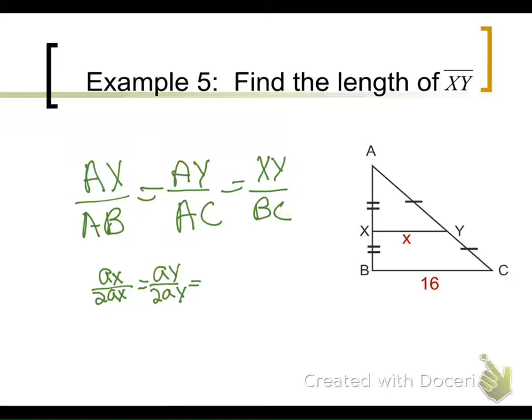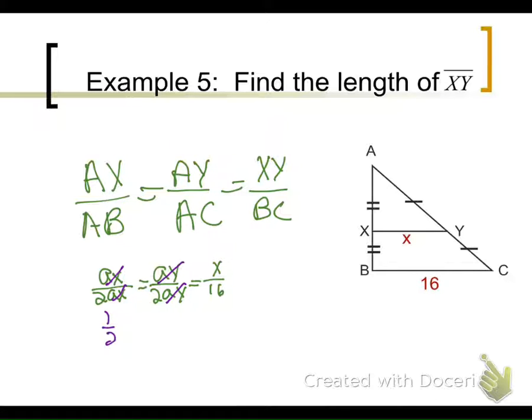And then our last one, we see we actually have information here. We have X and 16. So I'm going to put X in my numerator and 16 in my denominator. When you have the same thing in the numerator and the denominator, you can cancel it. So we see we have AX in both the numerator and the denominator. We have AY in the numerator and the denominator.